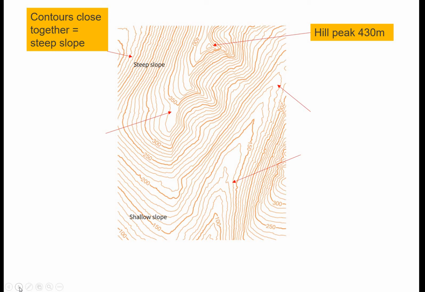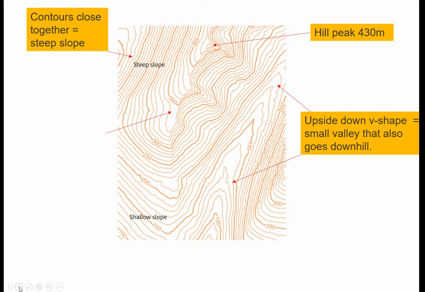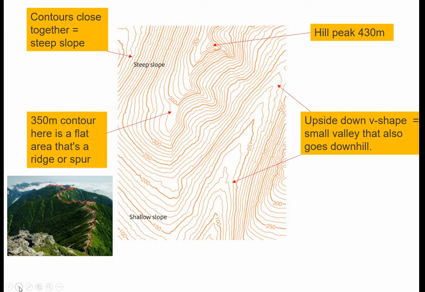These upside down V's, these are valleys, V-shaped valleys. We've also got a flat area there, which indicates a ridge or a spur. Just identifying some of those on a contour map.